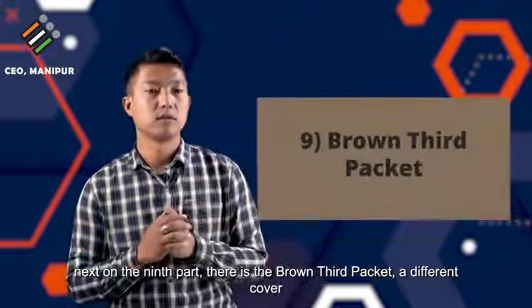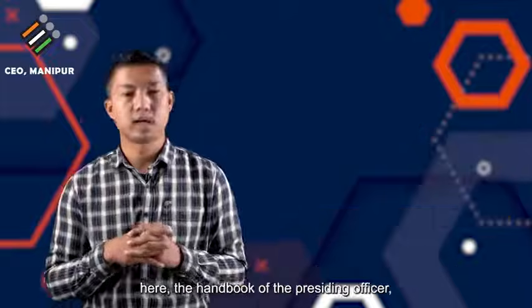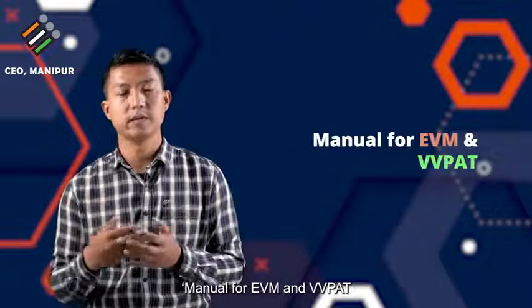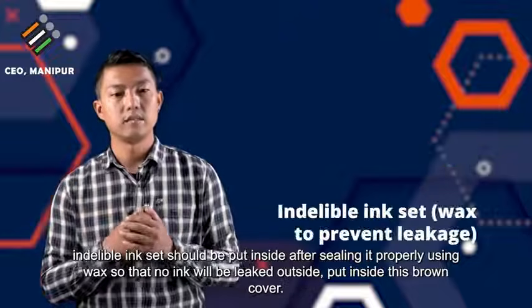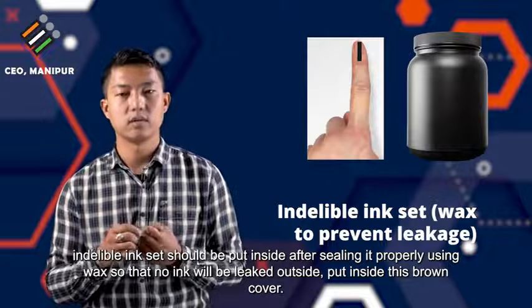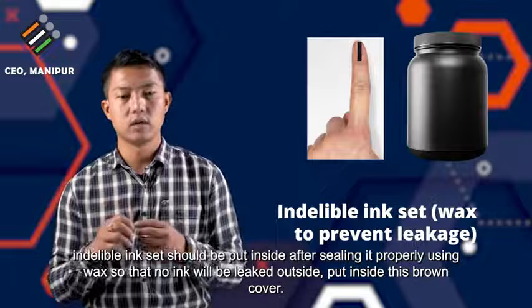Next, on the ninth part, there is a brown third packet, a different cover. Here, the handbook of the presiding officer, manual of EVM and VVPAT, and indelible ink set should be put inside after sealing it properly using wax so that no ink will leak outside. Put inside this brown cover.